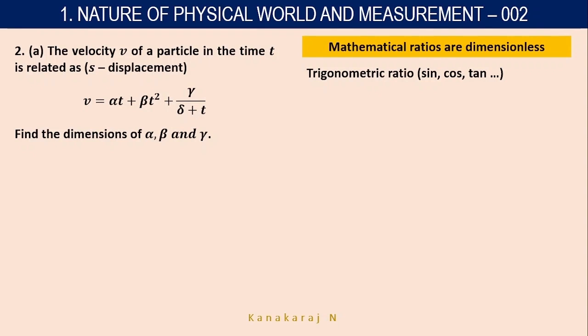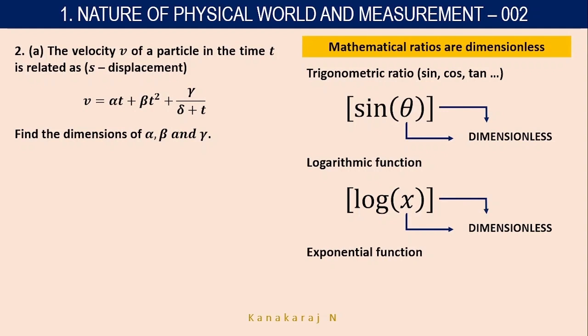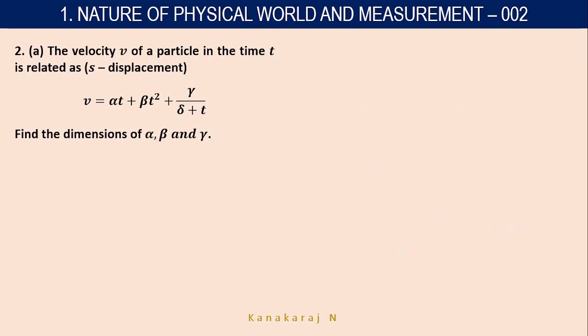These trigonometric ratios are the ratios of the sides of a right angle triangle, so they are dimensionless. Let us take sin theta. Here theta is the angle which is dimensionless, then sin theta itself is dimensionless. Let us go for the second one, logarithmic function. Here log x, in this x is dimensionless and log x itself is dimensionless. Then exponential function e power x. Here x is dimensionless, then e power x together is dimensionless. So with this knowledge, let us solve the problem.